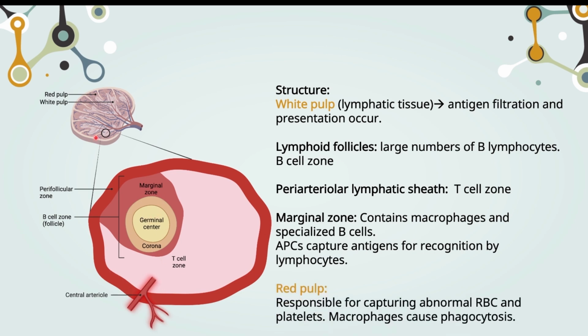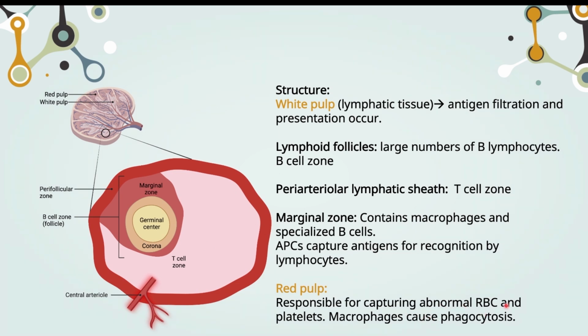Now let's look at the red pulp. So red pulp is the area here, outside the white pulp. The white pulp is present more centrally and the red pulp is more on the outside of the white pulp, all right? So this is the red cell zone, and it is involved in the capturing of the abnormal RBCs and platelets.